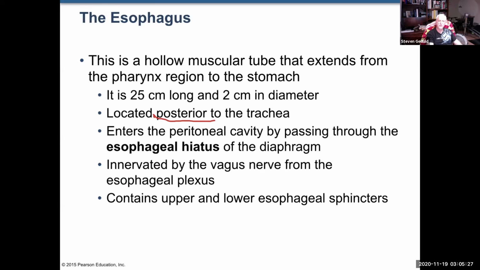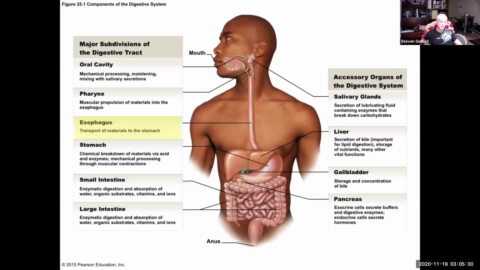Cool. No one's arguing something that makes sense. So esophagus. The esophagus's main function is to transport material from the oral cavity to the stomach.